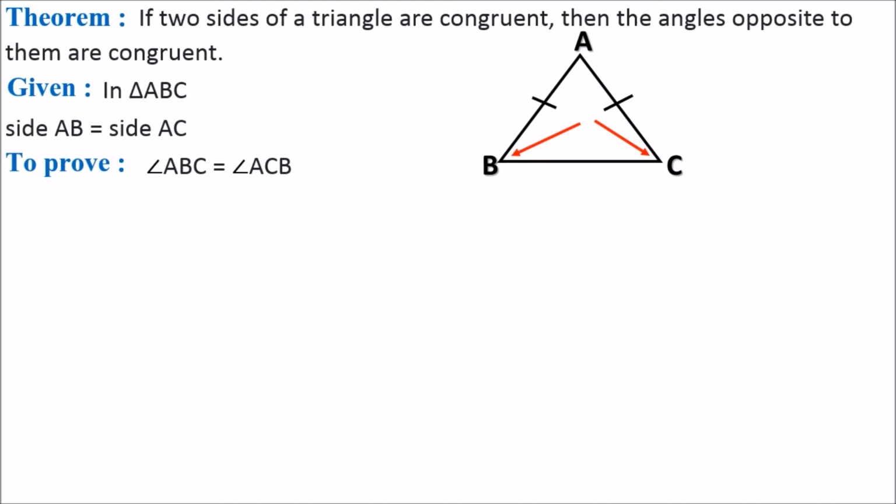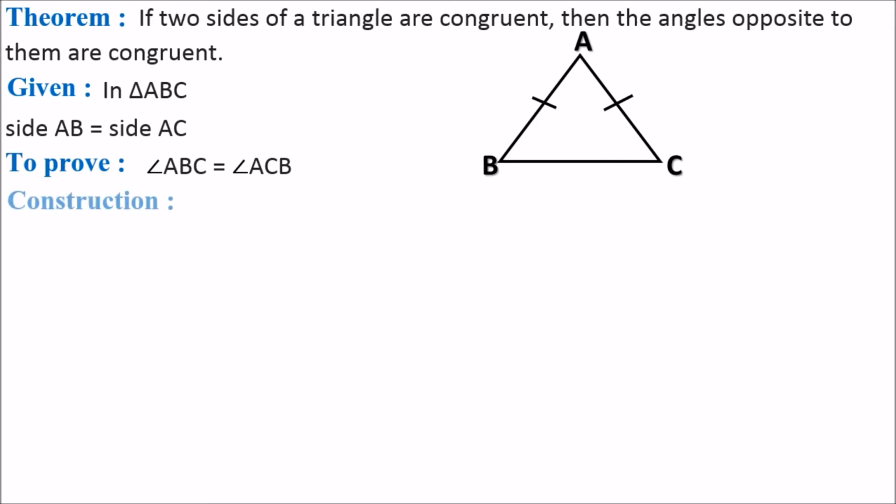Whenever you want to prove any two angles are equal, you need to prove two triangles equal. So here we have only one triangle, that is ABC. So here we want two triangles. So to get the two triangles, here we'll go for construction. What is construction here? We'll draw the bisector of angle BAC.